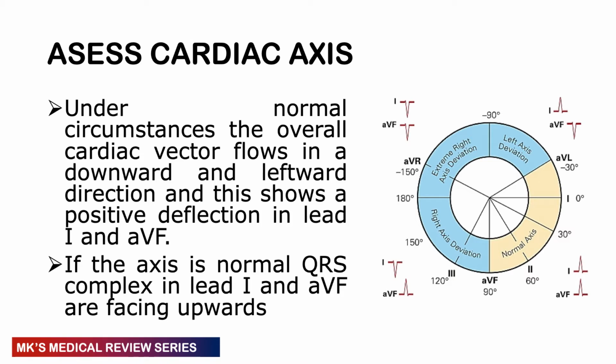So how do we assess the cardiac axis when we're coming to this step? Under normal circumstances, remember we say that the flow is going to be from 11 o'clock to 5 o'clock. So it's moving in that direction. It means that it's going to be flowing towards lead 1 and towards lead AVF. So the QRS complex in lead 1 will be facing upwards, and the QRS complex in lead AVF will be facing upwards. We call that a normal cardiac axis.